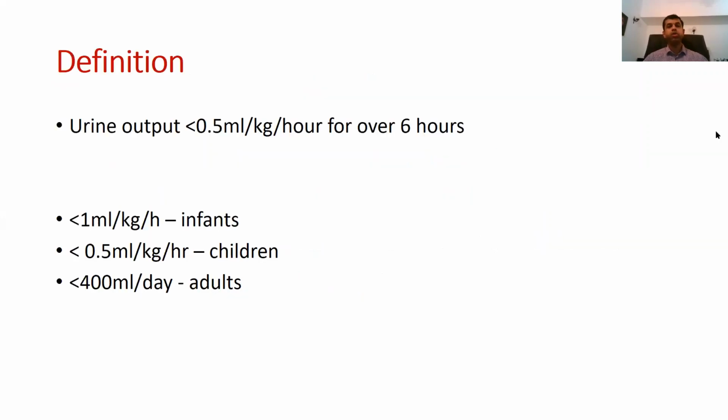With that being said, how do we define oliguria? Generally, the consensus is urine output of less than 0.5 milliliters per kg per hour for more than 6 hours. If you are having this low urine output for 6 hours, that is considered a significant reduction in urine output, and oliguria. However, this differs depending on the age of the person. If you take infants, your definition is different. If you take children, your definition is different. And if you consider adults, your definition becomes different.